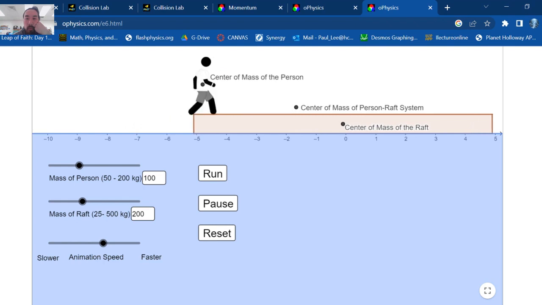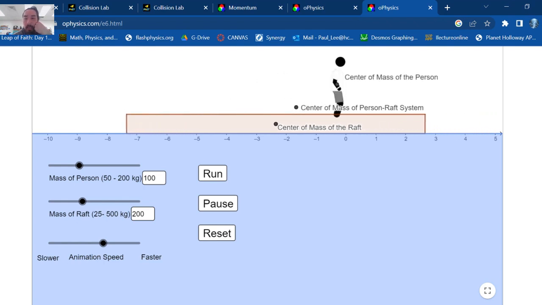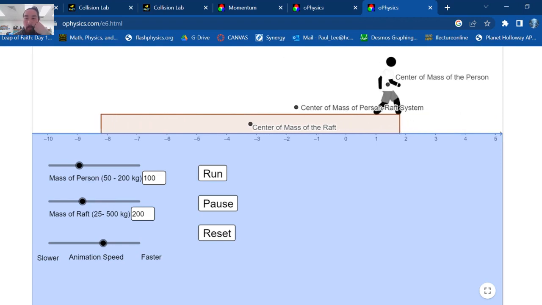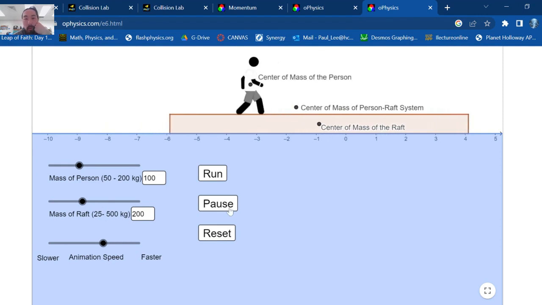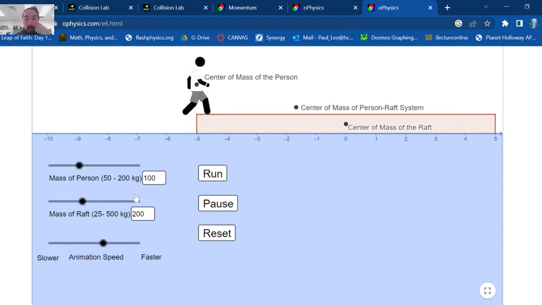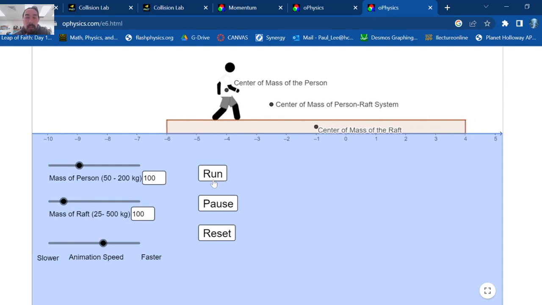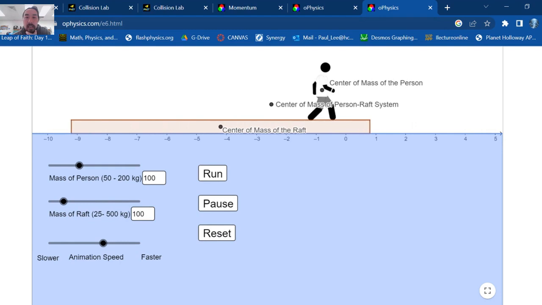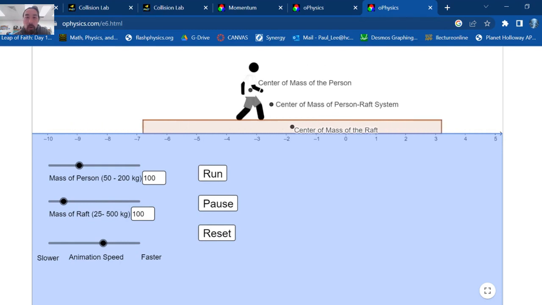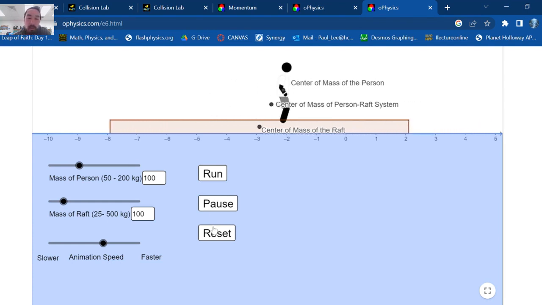It's also important to know that the motion of the raft and the motion of the person isn't necessarily the same, but the overall momentum is still going to be 0. All right. Now, the only way that the two motions will be the same is if they have the same mass. So what that means is that if they have the same mass, there's going to be an equal change of position for the raft as there is for the person. Okay, so if the person walks forward a certain distance, the raft will also move back a certain distance, the same distance.